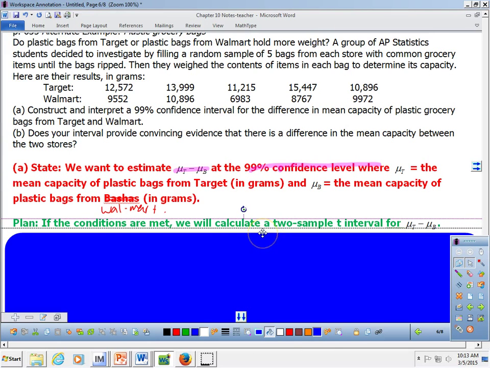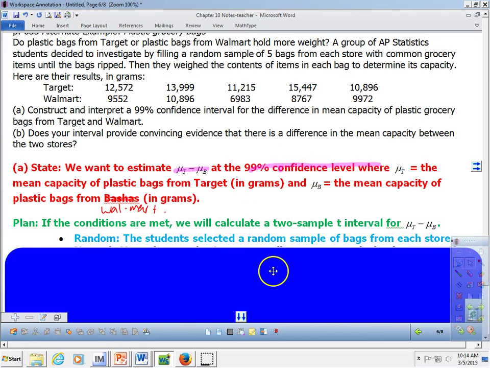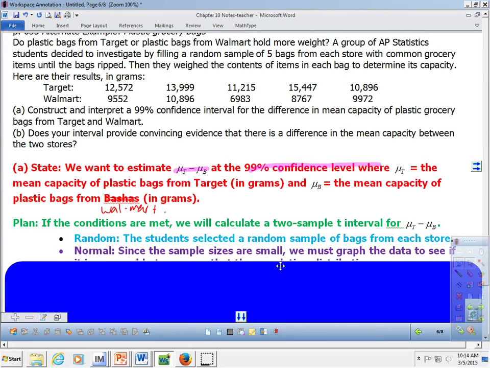Okay, plan. If the conditions are met, we're going to calculate a 2-sample T interval for mu sub T minus mu sub B. Okay, so let's go check our conditions. First things first. Okay, random. The students selected a random sample of bags from each store, so the random condition is met. You'd want to talk about that.